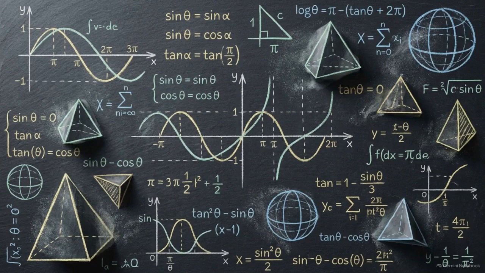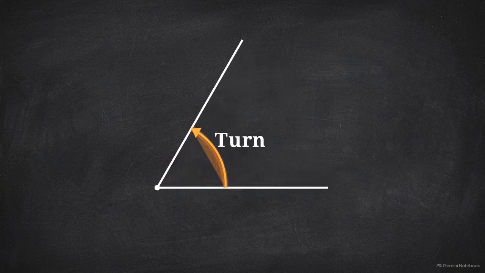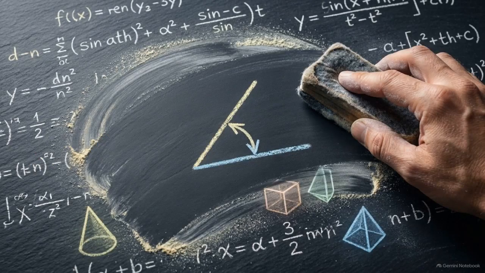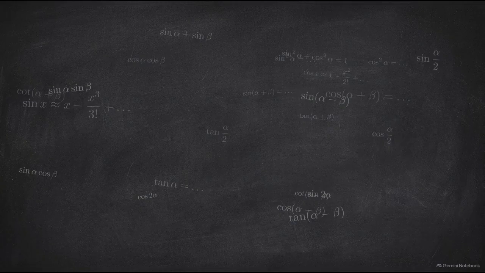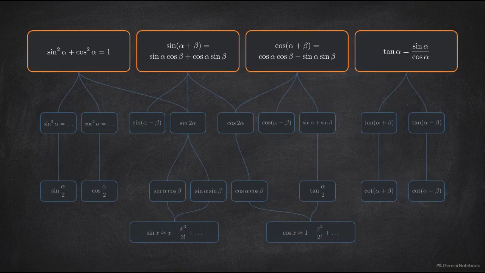Looking at this board, you see all 20 standard trigonometry formulas. At first glance, it feels like a massive exercise in pure memorization. But trigonometry is a study of angles, and angles are simply turns. If you think of angles as turning motions, you don't need to memorize 20 isolated rules. You only need to understand 4 core parent ideas. Everything else is just an inherited trait.